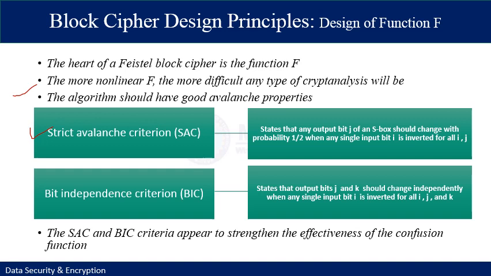Another criterion proposed was the bit independence criterion. It states that the output bits j and k should change independently when any single input bit i is inverted, for all i, j, k. It was also discussed in the last lecture on the Data Encryption Standard. When you change any input bit i, there is a probability that the output bits j and k will change independently. So these two criteria appear to strengthen the effectiveness of the confusion function.